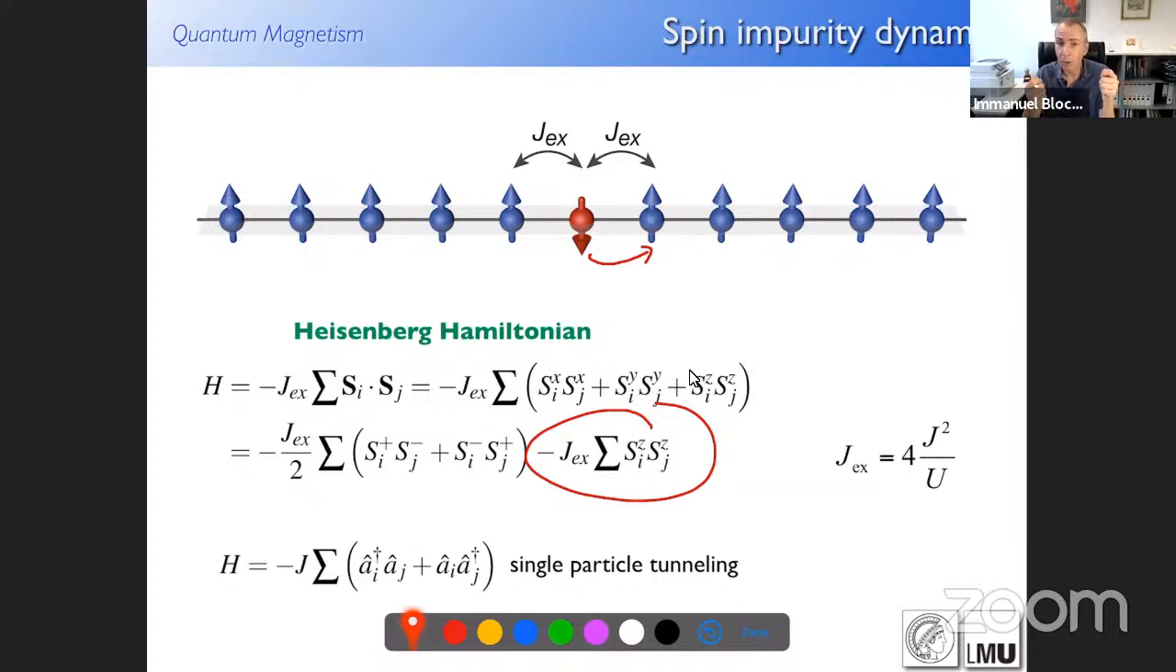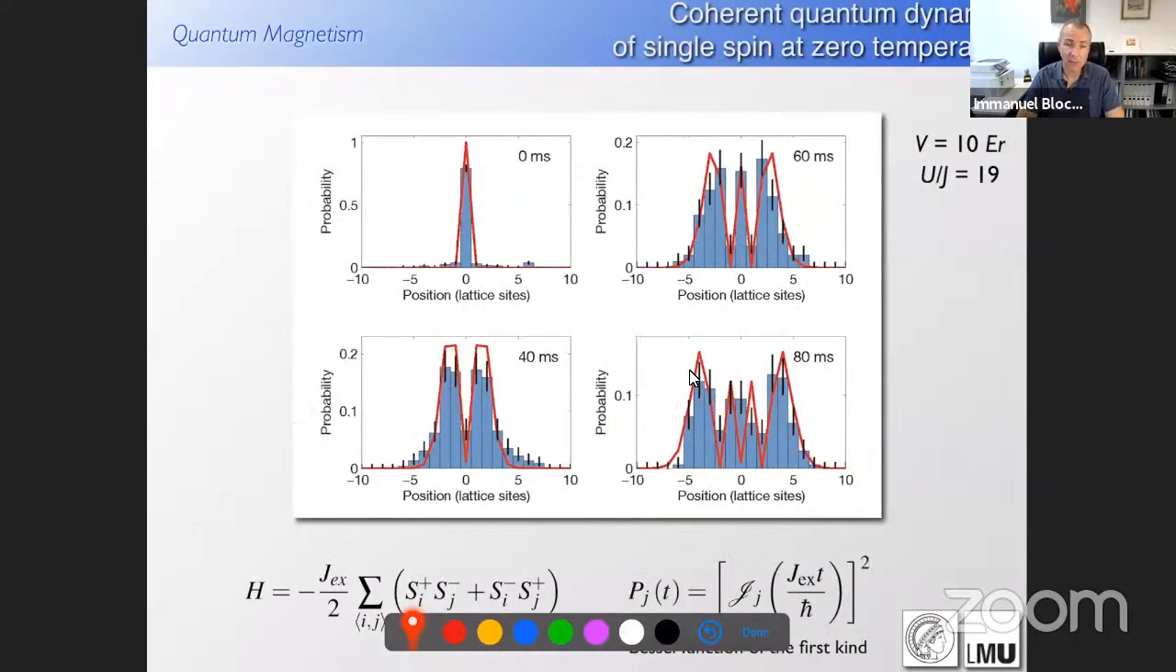And therefore, we expect the probability distribution of the spin after some evolution time to be exactly the same as the probability distribution of a single particle tunneling on an empty lattice in one dimension. And this is indeed what we see in the experiment. So here's the experimental data together with some theory plotted on top of that. We start with the atom localized at position 0, or the spin flipped at position 0, and then we look at a certain evolution time in the system, and then we measure the probability of finding that spin up at some other position on the chain.